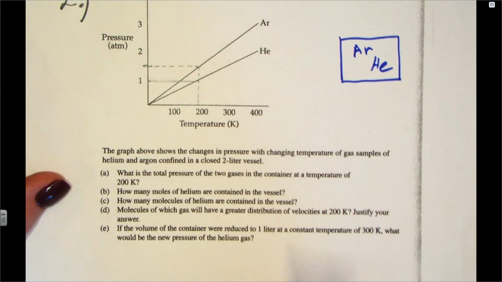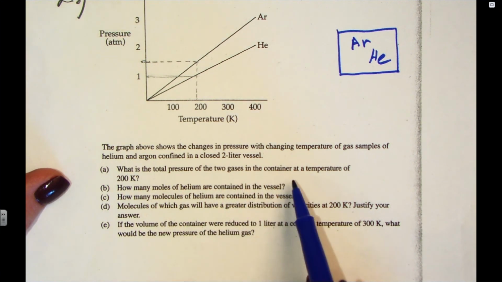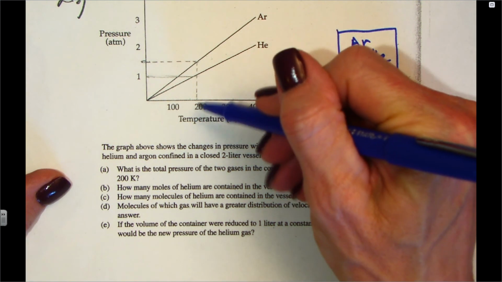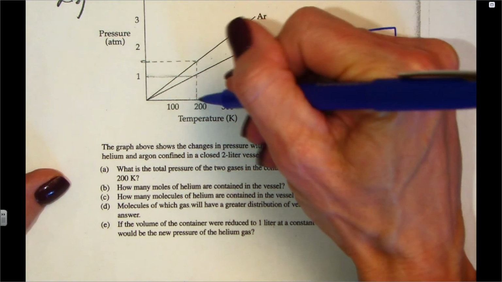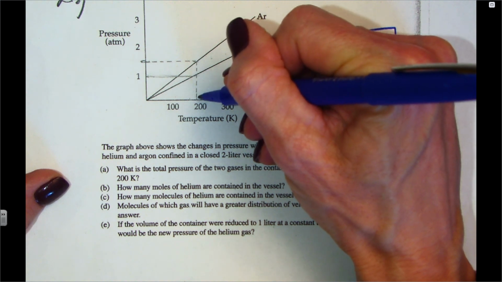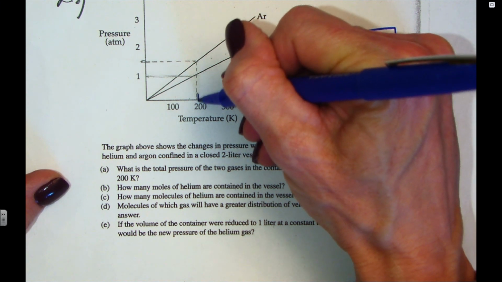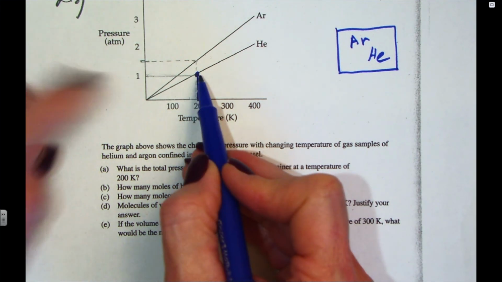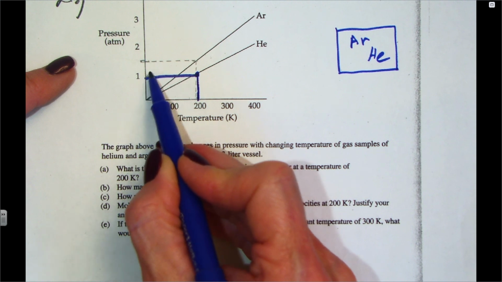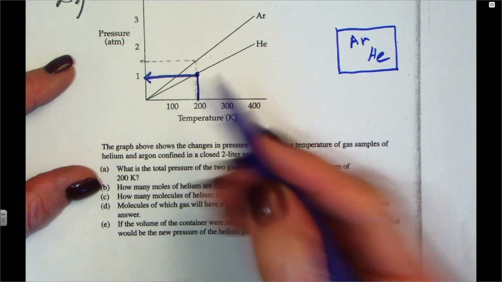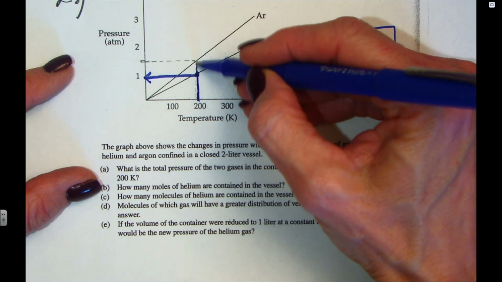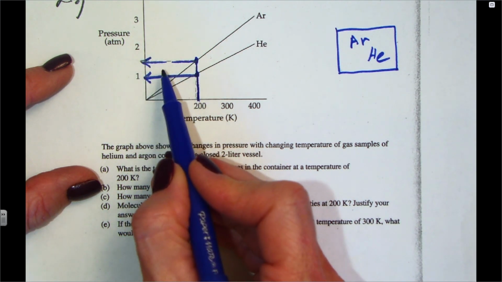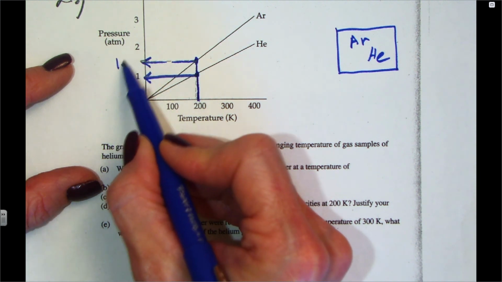So it says for part A, what's the total pressure of the two gases in the container at a temperature of 200 Kelvin? So now you're going to be estimating here. I've tried to draw the line approximately where you think 200 Kelvin is. If you read up and over, so this will be the pressure, that's approximately 1 atmosphere for the helium, and then you keep reading up to where it intersects the argon, and you read over, and I would estimate that's around 1.5, okay?